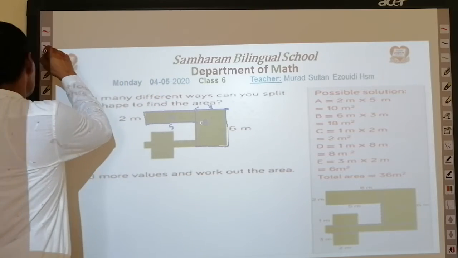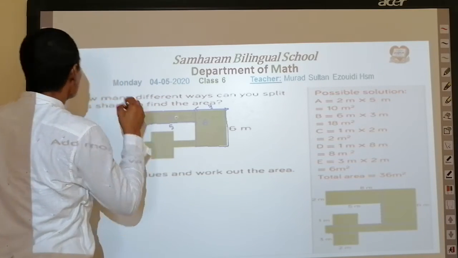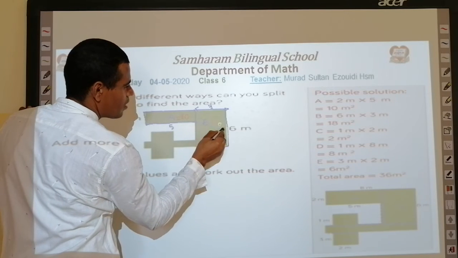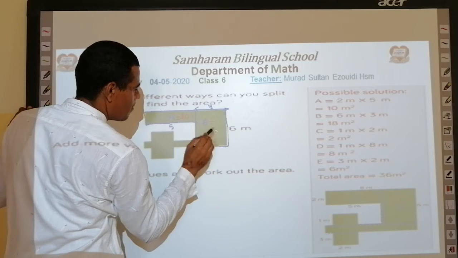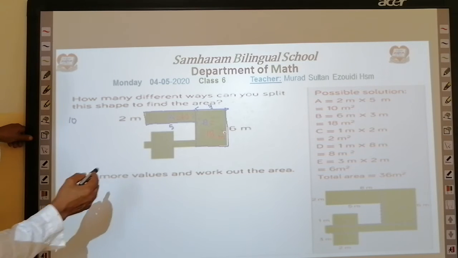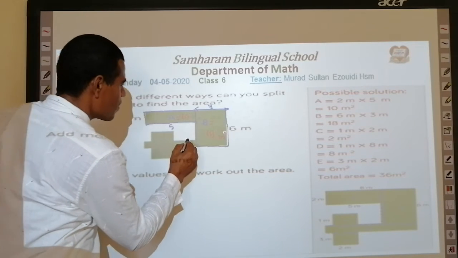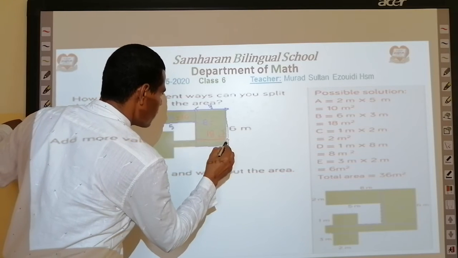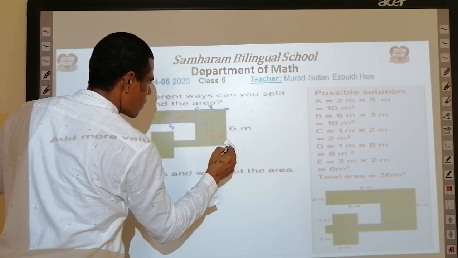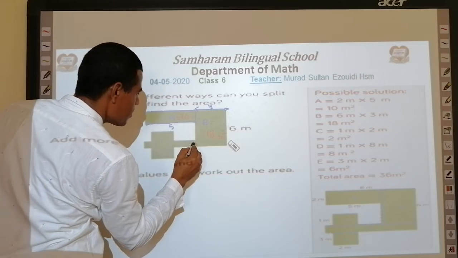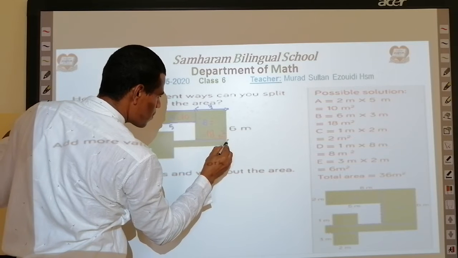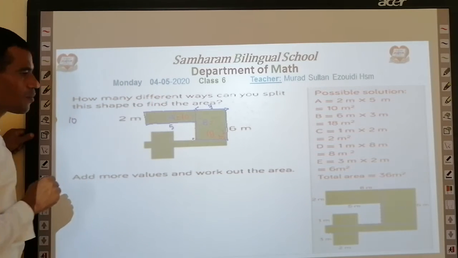B is equal to what? A is 10. And this one, we told, 6 by 3 is 18. 18, of course, the unit is meter squared. Okay, sorry, this is B, because this is B. 6 by 3.